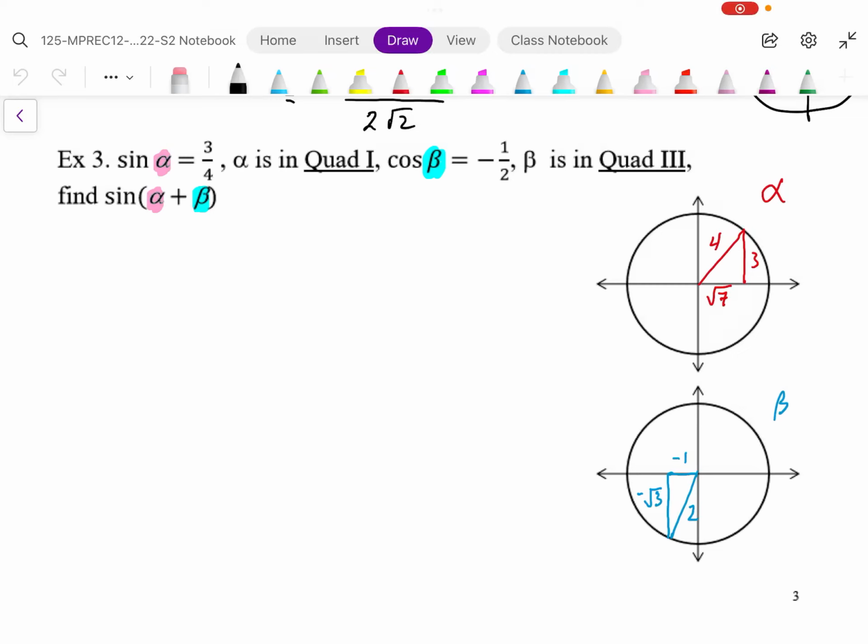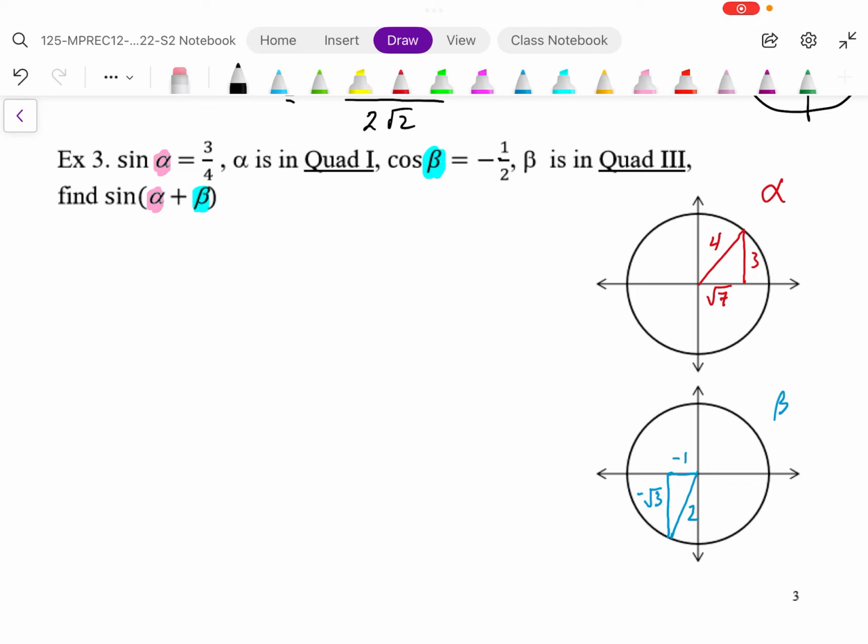Example 3 is a second type of problem where we would use a sum or difference angle identity. This is a situation where we're given two ratios that define two different angles. I have angle alpha, 3 over 4, so I've drawn that in red over to the right. Angle alpha is vertical is 3, radius is 4, so the horizontal side length using Pythagoras is going to be 16 minus 9. Remember to minus in this case, so we get root 7. And this defines the angle alpha.